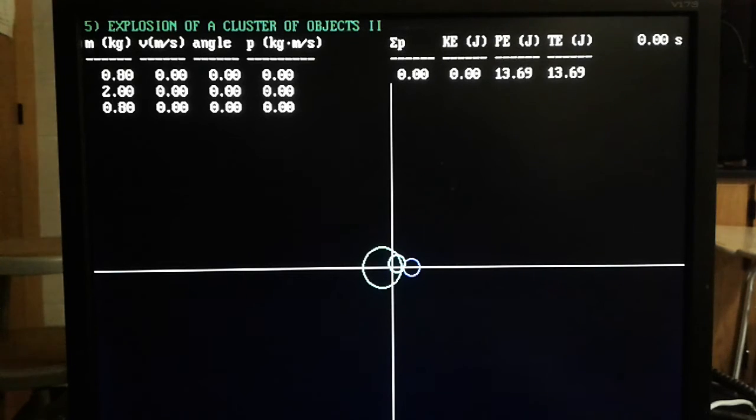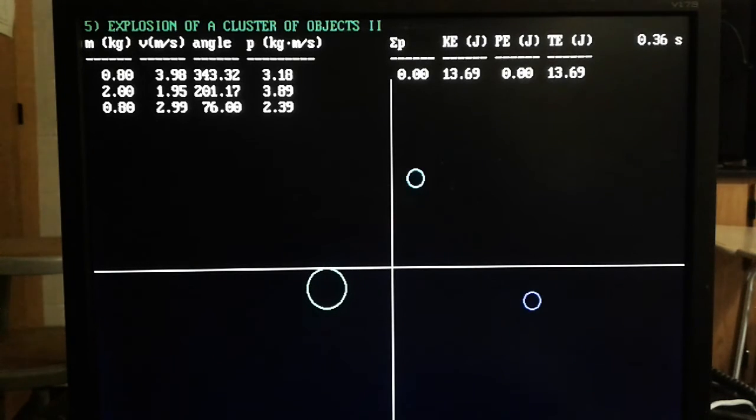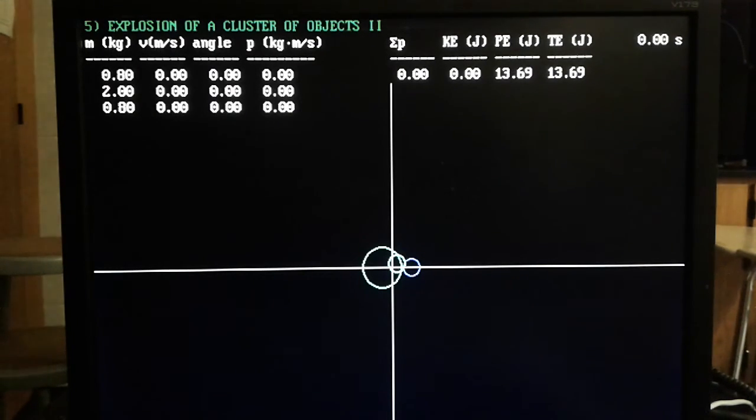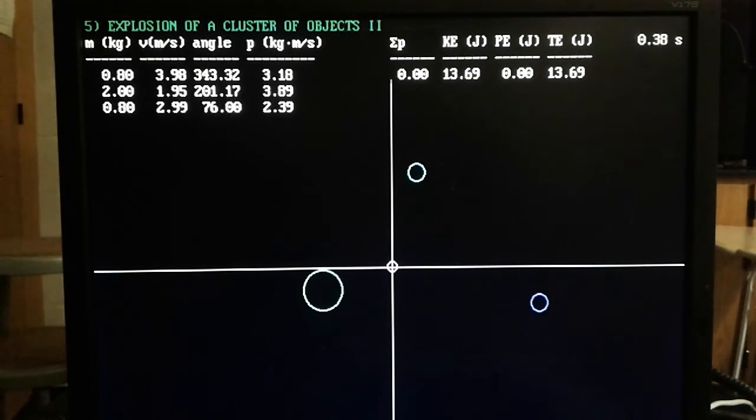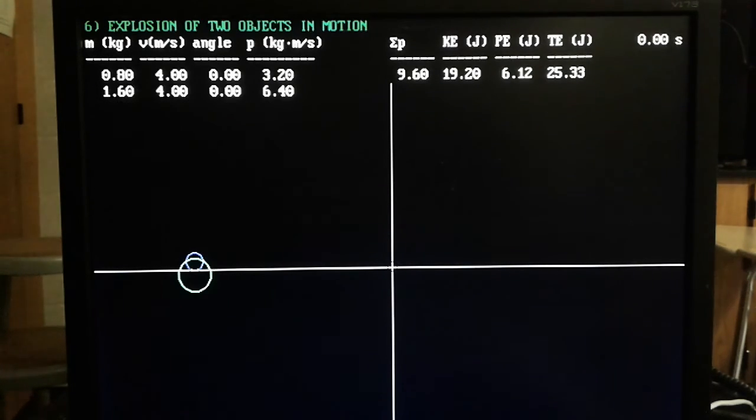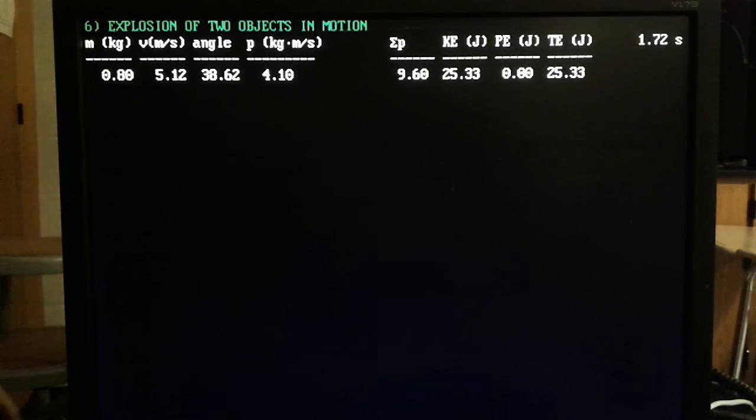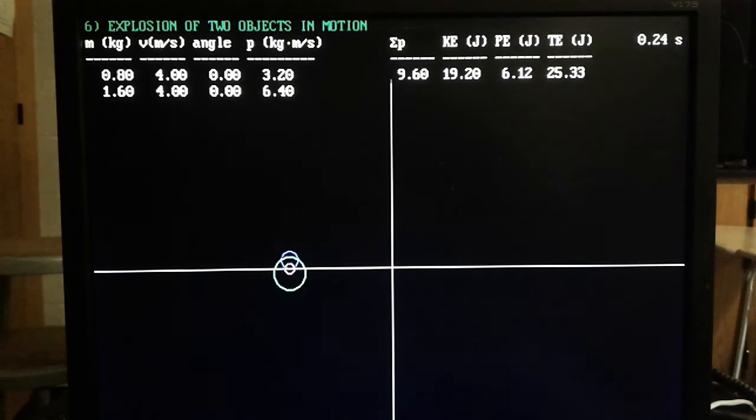Here's another problem, just for your practice. Let's see what happens to the center of mass. Watch what happens here. They pushed off of each other while they were moving to the right. Here comes the center of mass. It just keeps moving.